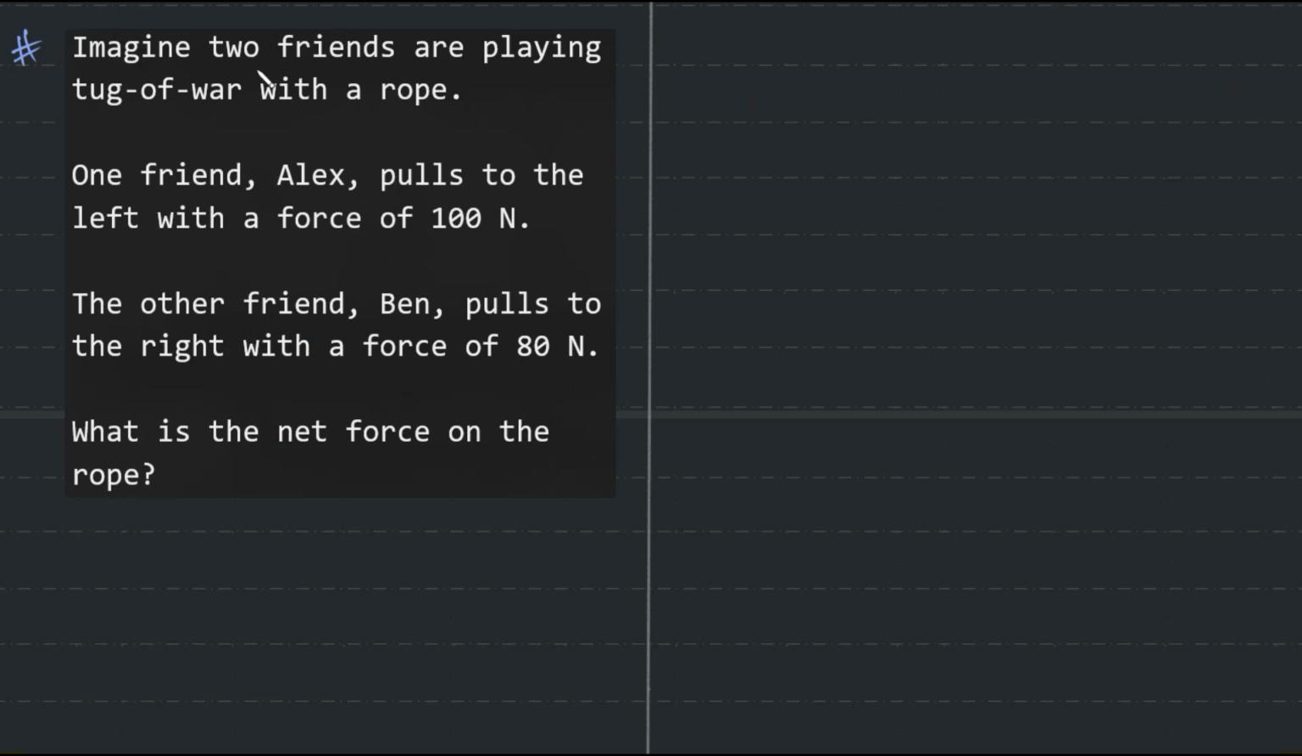Okay, guys, we have a different question now. Imagine two friends are playing tug of war with a rope. One friend pulls it to the left with a force of 100 Newton. Let's imagine the rope to be in the form of a box, and we'll consider up and right as positive. The first person pulls with a force of 100 Newton, and the second person is pulling to the right with a force of 80 Newton. What is the net force on the rope?